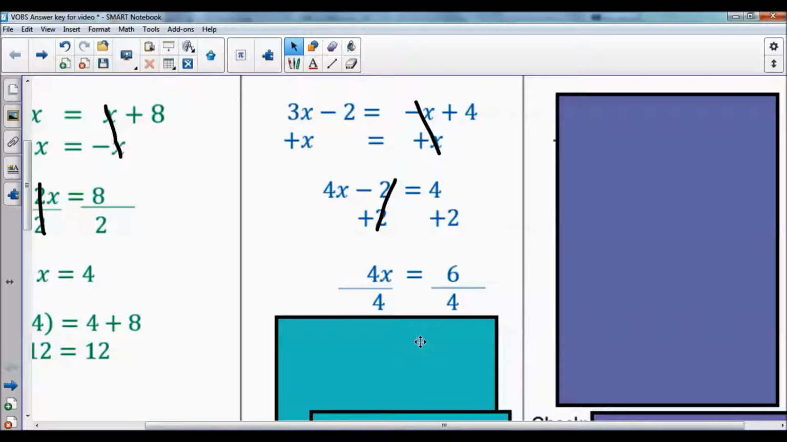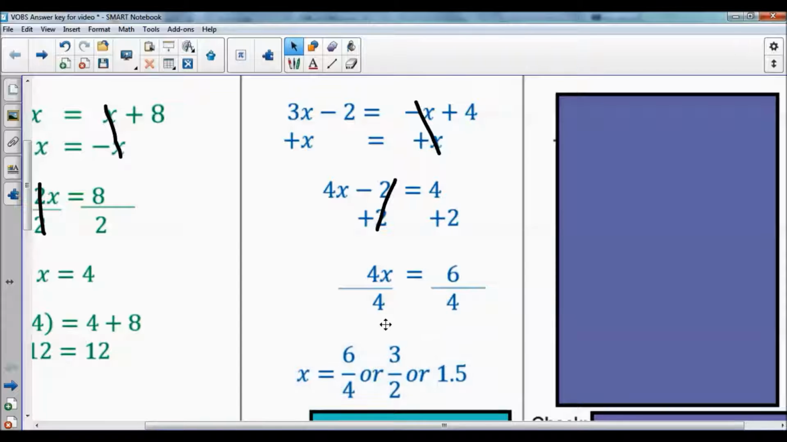And when we do that, we get x is equal to 6 over 4, but that simplifies to 3 over 2 if you divide the top and the bottom by 2. You can leave your fraction like this, or you can divide it and give me the decimal, which is 1.5. Or you could have written it as a mixed number, which I didn't put on here, but that would be 1 and 1/2. Any of those answers is fine.